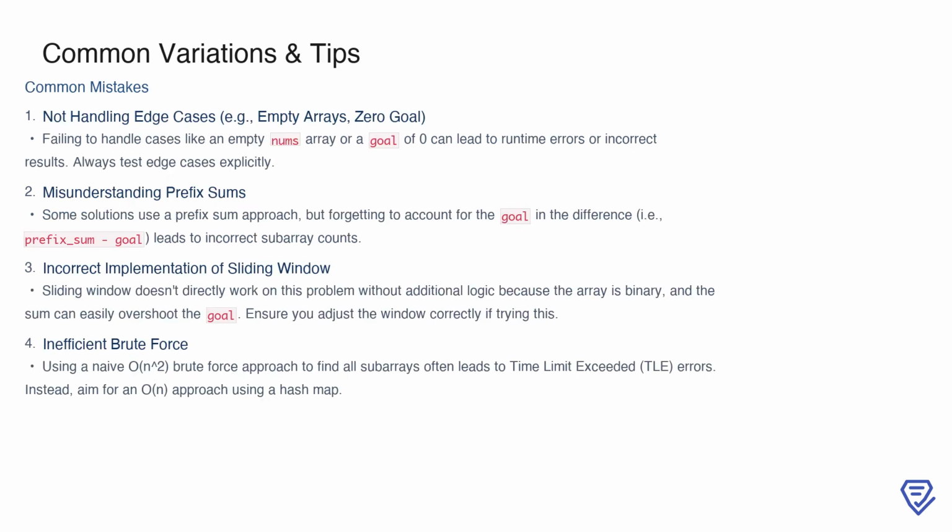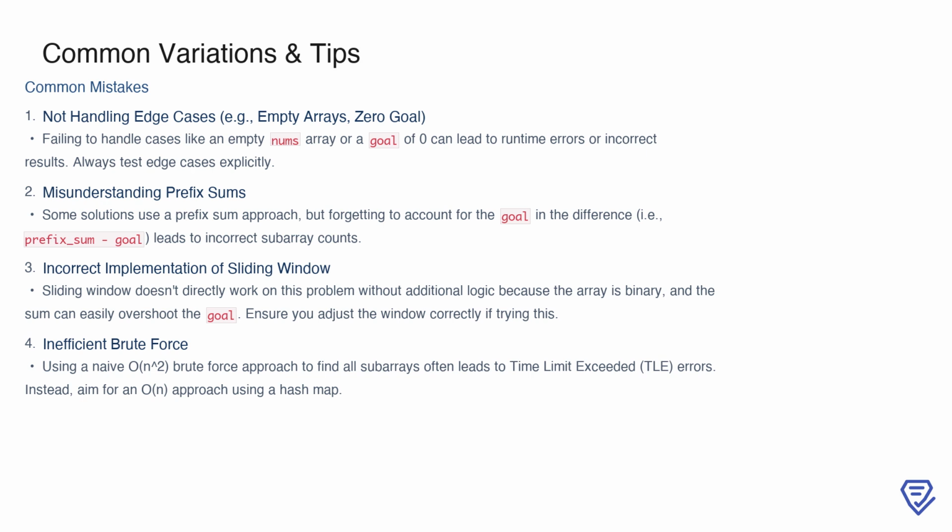One of the most common mistakes in this problem arises from not handling edge cases properly. For example, if the input array, nums, is empty or the goal is 0, failing to account for these scenarios can lead to runtime errors or incorrect results. To avoid this, it's crucial to test your solution explicitly with these types of inputs during development. Another frequent error happens with the prefix sum approach, where some overlook the need to account for the goal in the difference calculation.